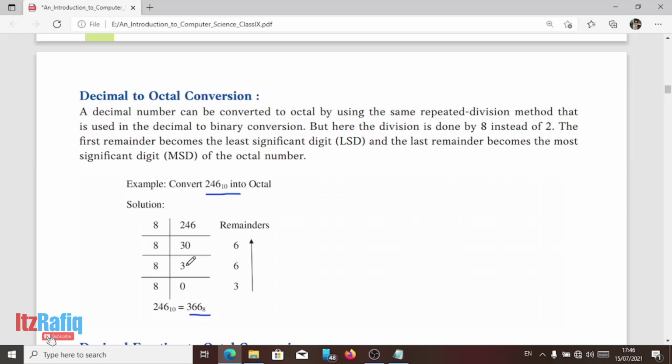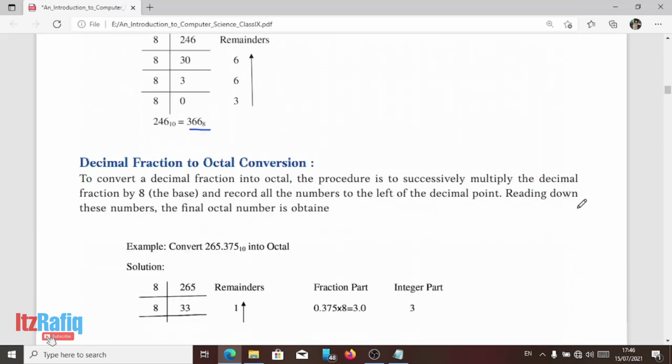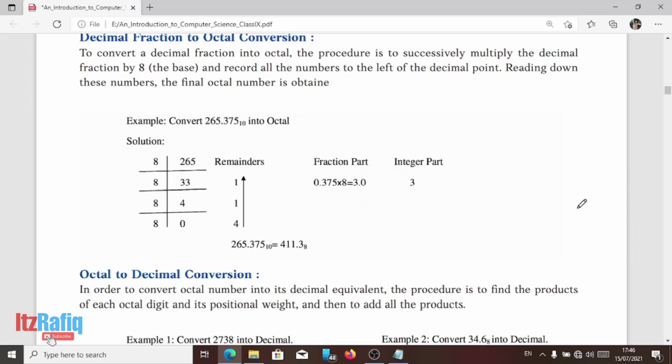Again divide 30 by 8. It goes 3 times, and the remainder will be again 6, as 30 minus 24 is 6. Then you divide 3 by 8. It goes 0 times, and the remainder will be 3. So you write the answer from bottom to top. The answer is 366 base 8. And for the fractional part, it's the same way.